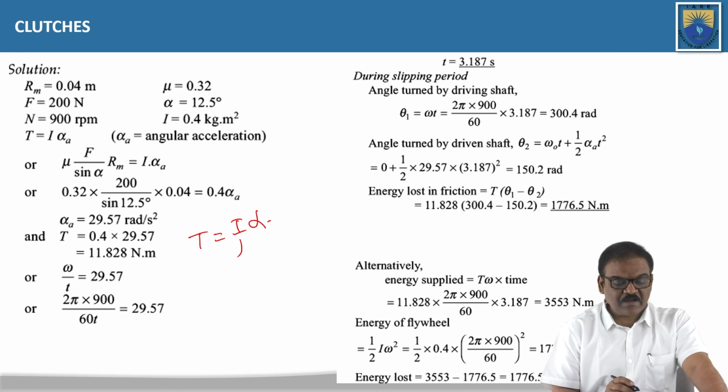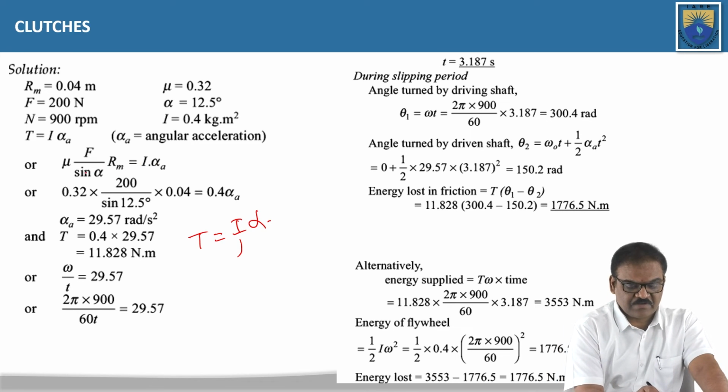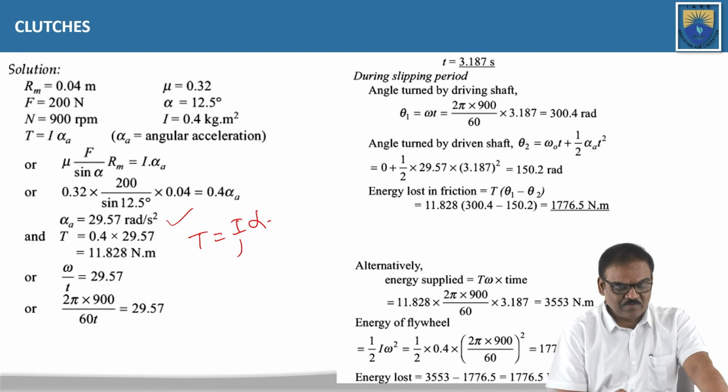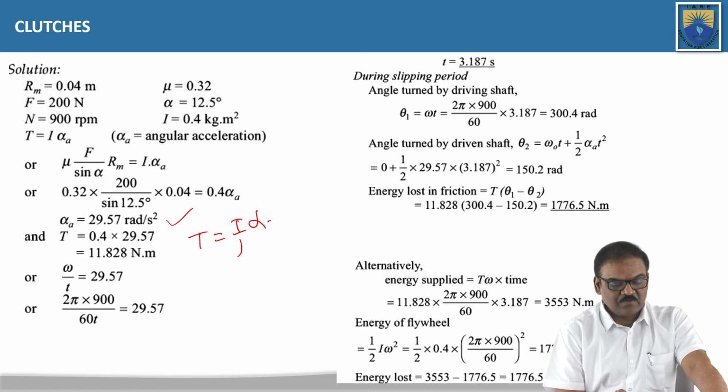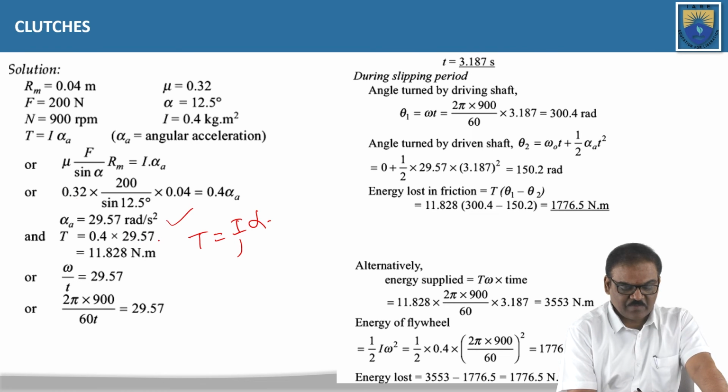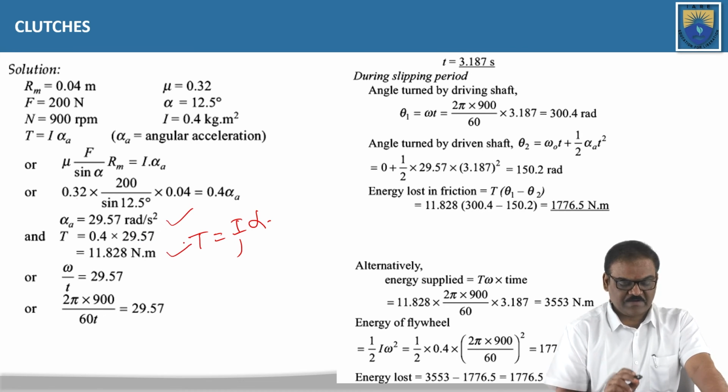Therefore, equating the uniform wear theory torque transmitted to the torque equation, mu into F by sin alpha into R mean should be equal to I into alpha, and 0.32, and F is given as 200, sin 12.5 degrees, into mean diameter is this. From this, we can find out the angular acceleration. Therefore, T is equal to 0.4 into 29.57. That is the torque transmitted.